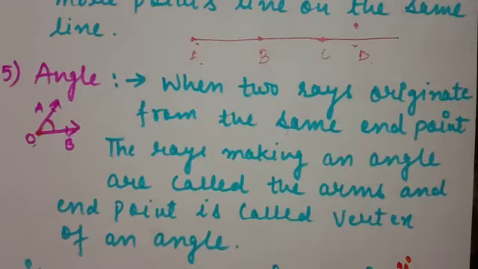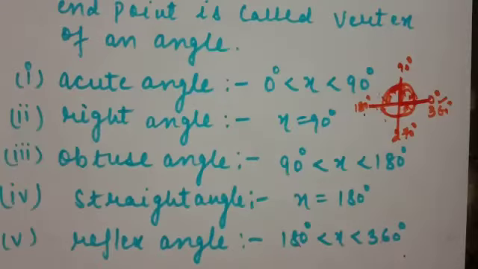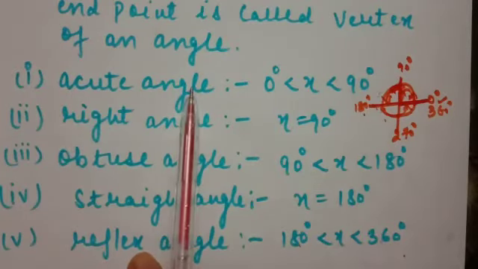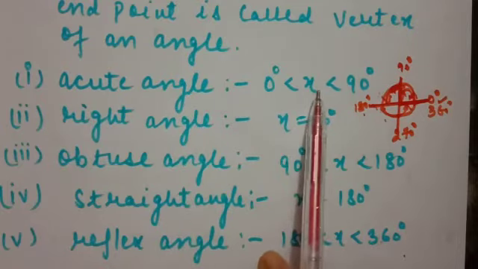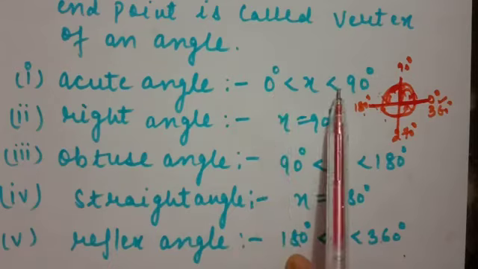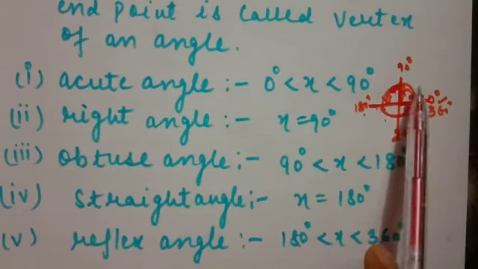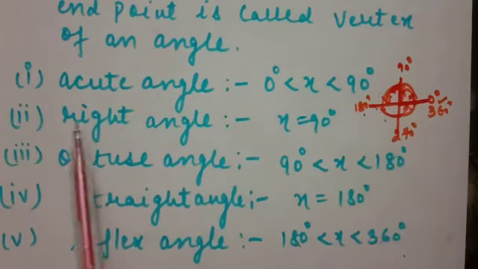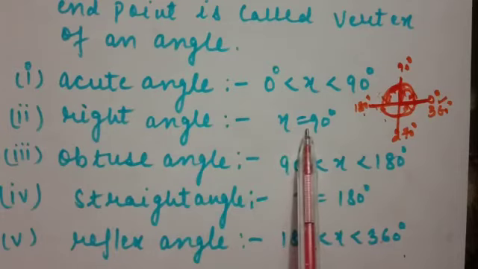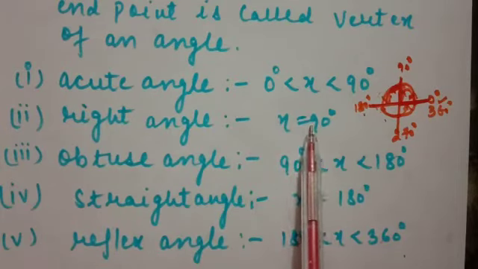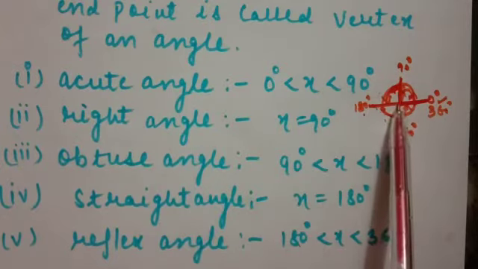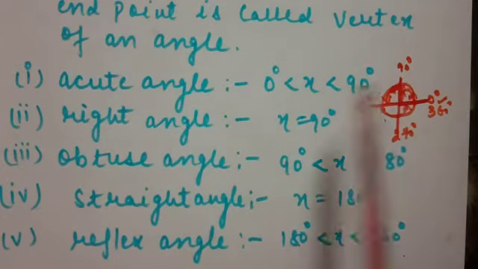Now we will discuss types of angles. First one is acute angle. Acute angles are those angles in which the measure of the angle is always greater than 0 but less than 90 degrees. It means these types of angles are present in the first quadrant of geometry. Right angles are those whose measure is 90 degrees. We call it a right angle. This represents this straight line.